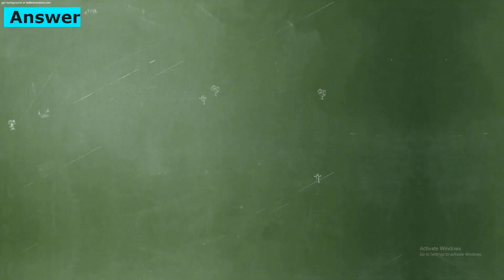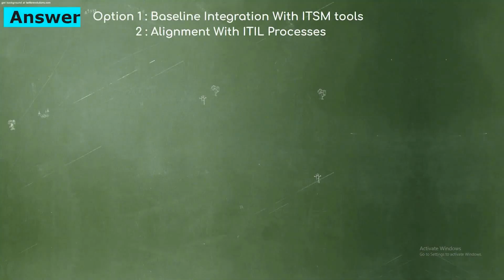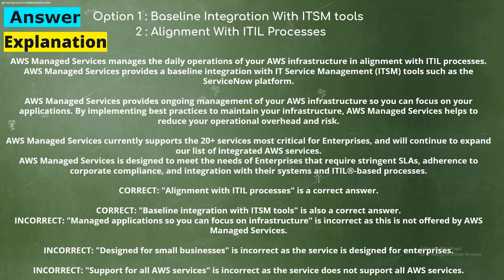And the correct answers are: Option 1. Baseline integration with ITSM tools. And Option 2. Alignment with ITIL processes. Explanation. AWS Managed Services manages the daily operations of your AWS infrastructure in alignment with ITIL processes. AWS Managed Services provides a baseline integration with IT Service Management, ITSM, tools such as the ServiceNow platform. AWS Managed Services provides ongoing management of your AWS infrastructure so you can focus on your applications.